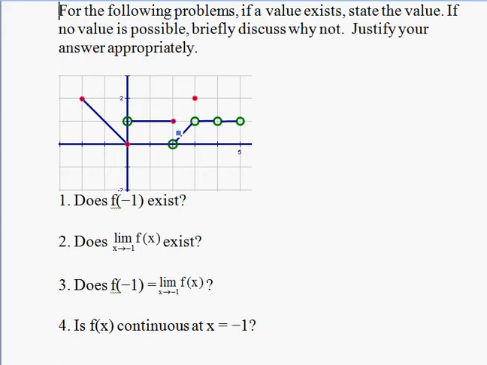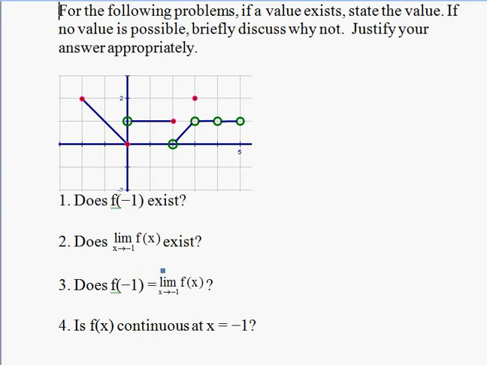Okay, so here are some continuity questions. Continuity essentially is broken up into three parts. Number one, does the function value exist? So that's what question one is. Question two is, does the limit exist at that same x value? And does the function value equal the limit at that same value?